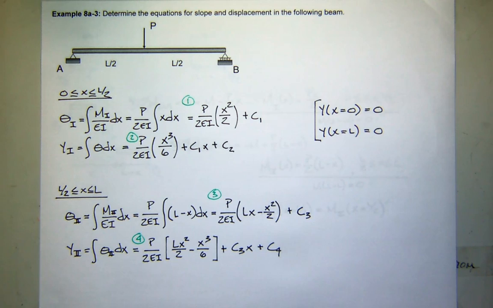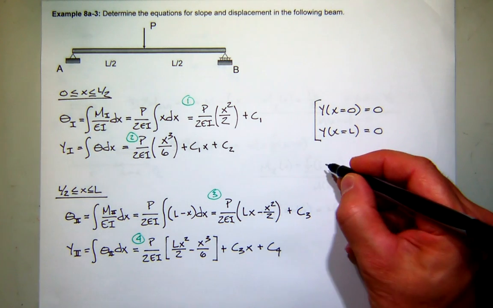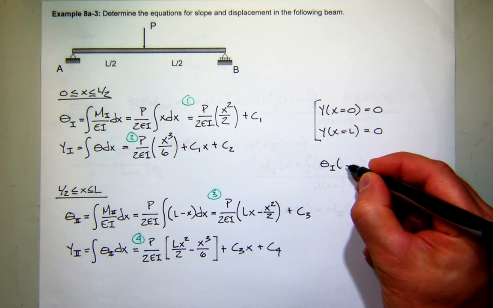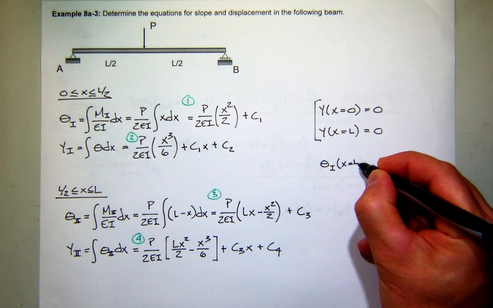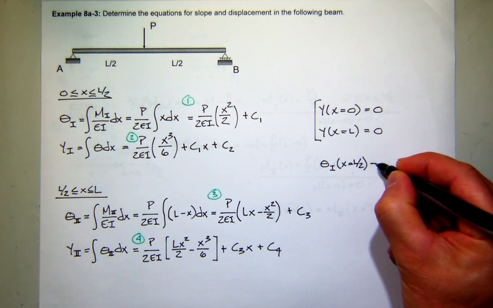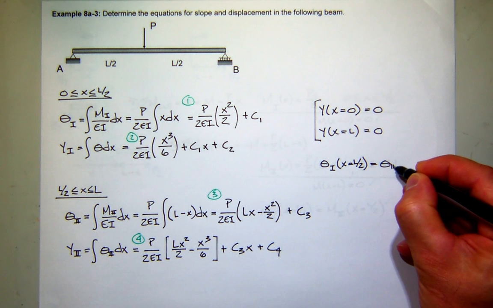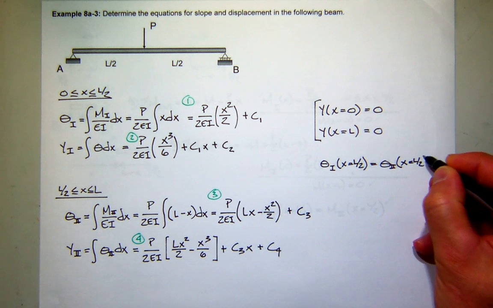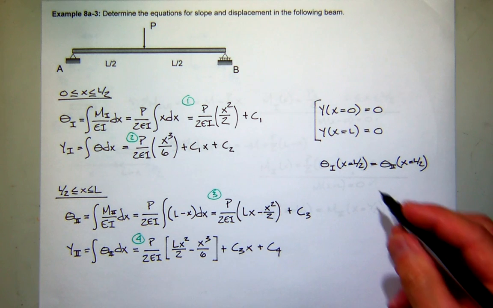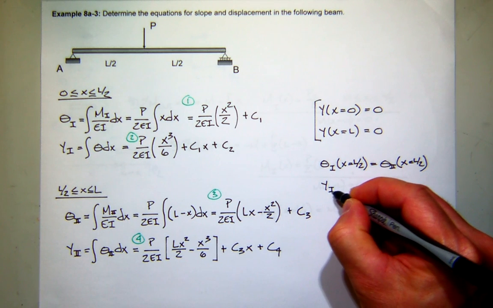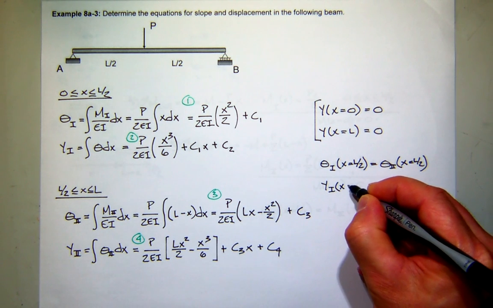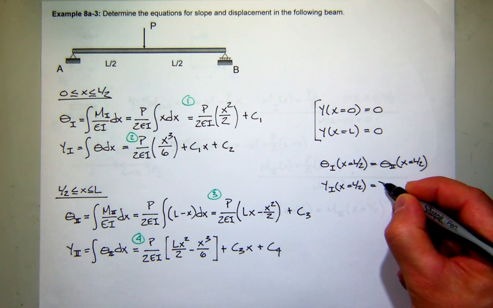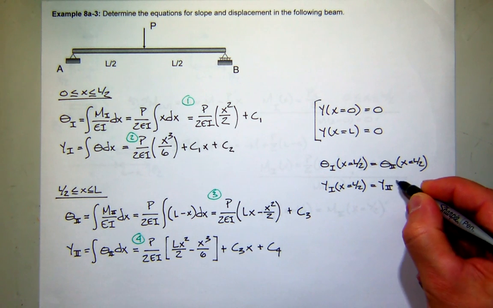But what will work every time is that the slope from the first equation at the point they meet, which happens to be L over 2, has to match the slope from the second at the same point. And also the displacements have to match. So we can't have discontinuities in the displacement or the slope.